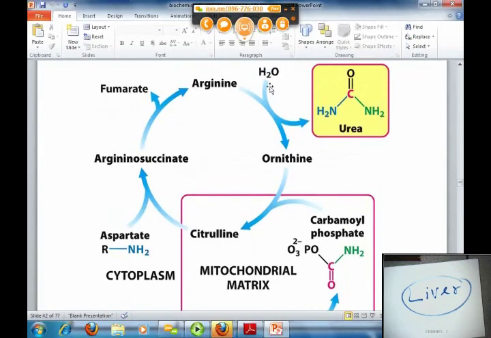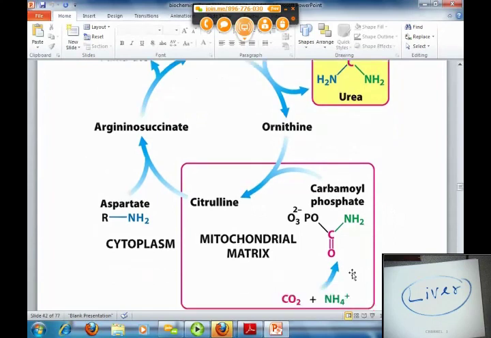And arginine with water, very easy. With water, the arginine will release urea. So that's how the urea is synthesized in the liver. And the side product is ornithine, and the ornithine with another molecule of carbamyl phosphate gets into the citrulline pathway. So this is a cyclic process going on.